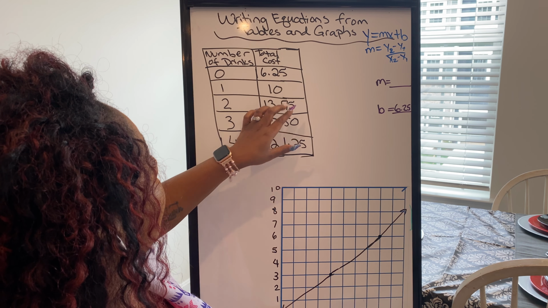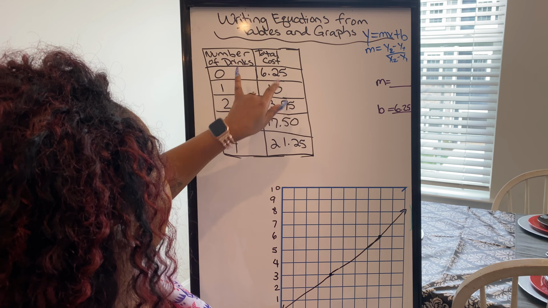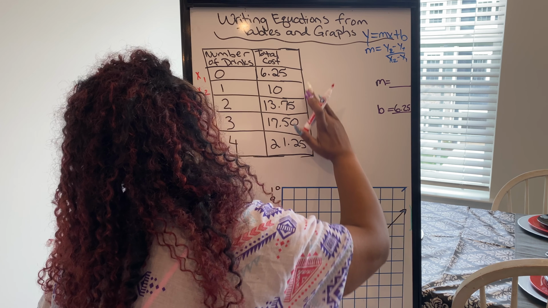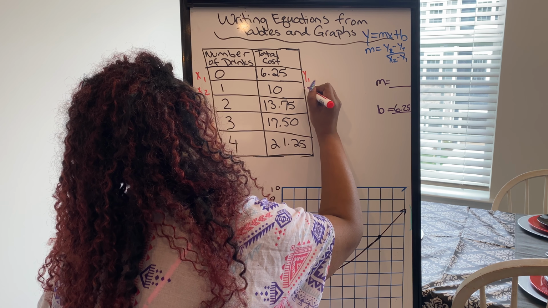So I'm going to take these 2 points. This is my x1, so let me put that in a different color. I'm going to say this is my x1, and this is my y1, and I want this to be my x2, and this to be my y2. Does that make sense? I'm going to try to use this space over here, because I made this a little too big.